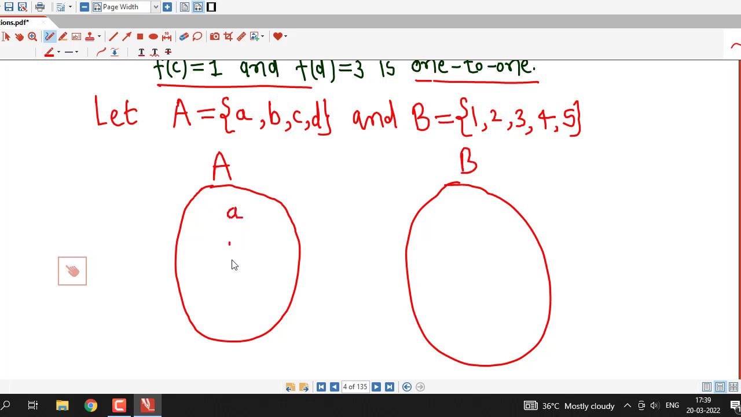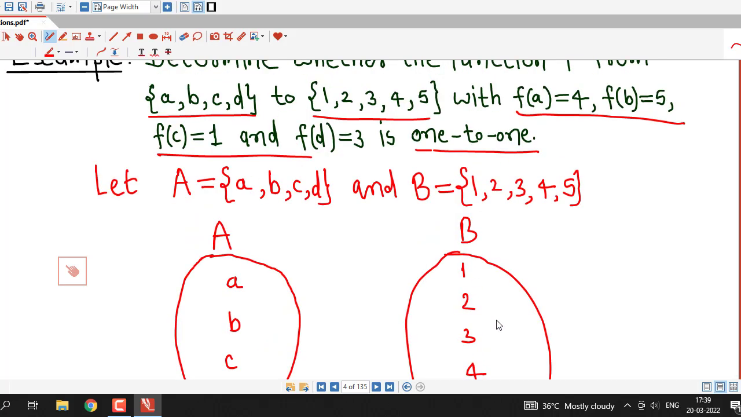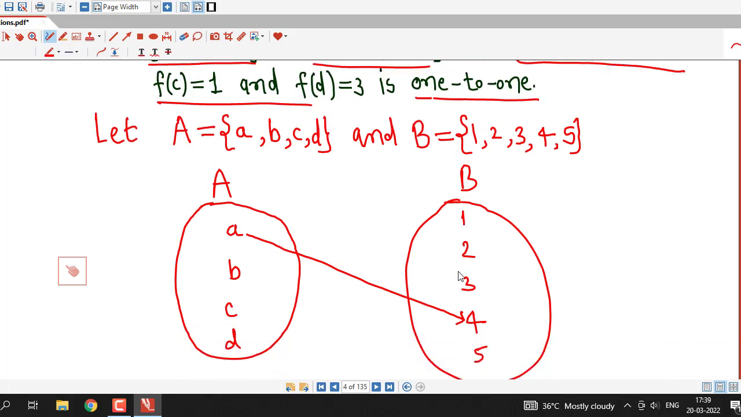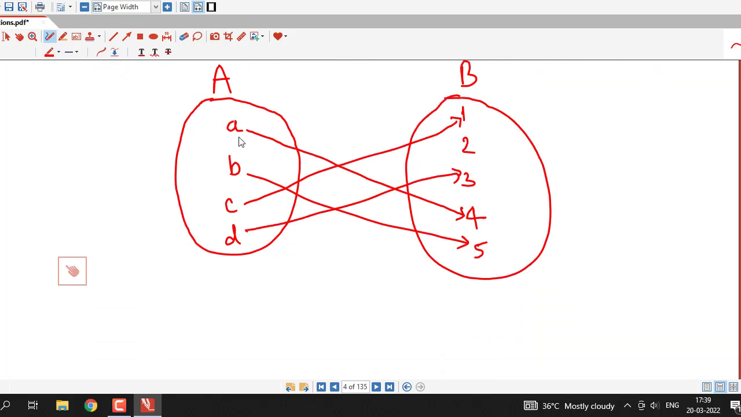So here I consider A, B, C, D, and in set B I have 1, 2, 3, 4 and 5. Image of A is 4, so I join A with 4. Image of B is 5, image of C is 1, and image of D is 3. So we can see distinct elements of set A are having distinct images in the set B. Therefore this function is 1 to 1.